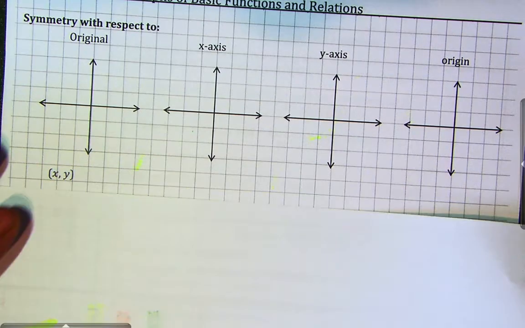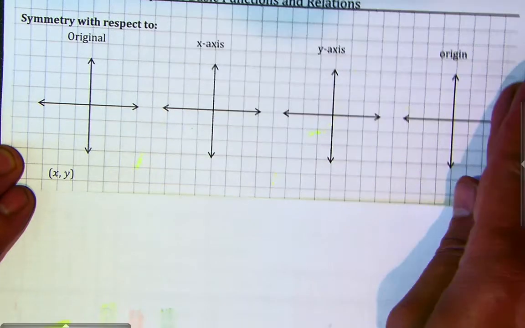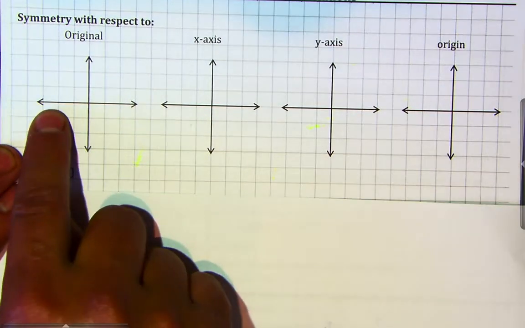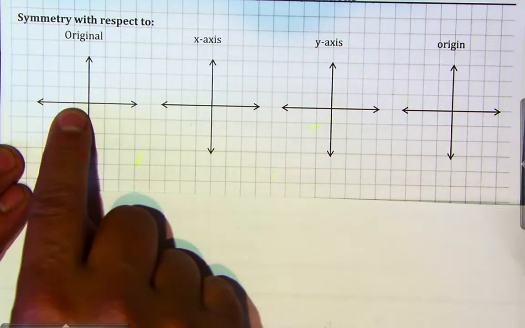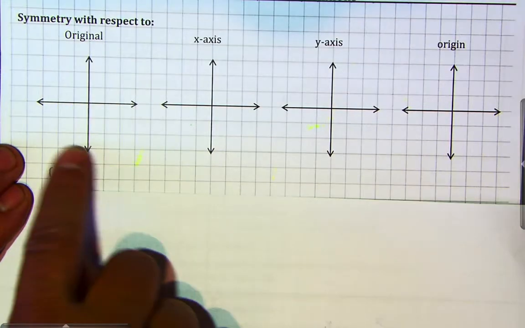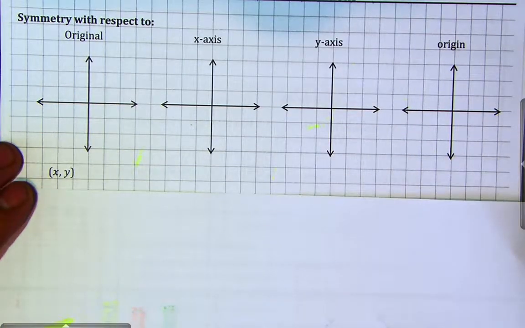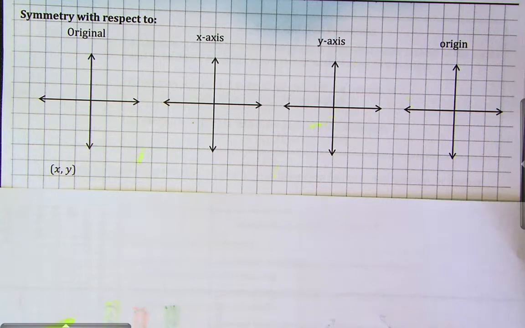Go ahead and take the time to copy this down. In this case, I just made graphs that are 3 by 3: 3 to the left, 3 to the right, up 3, down 3. So you're able to fit all 4 on your paper. And then we'll start once you're ready. Go and pause it.